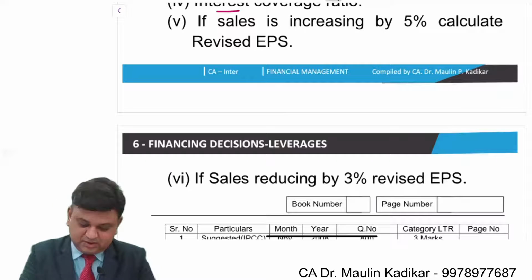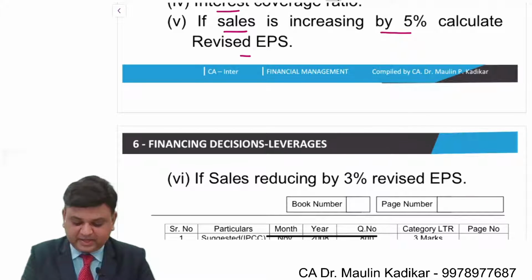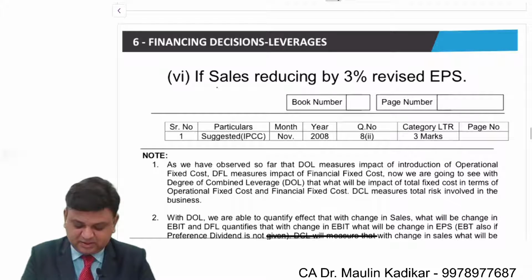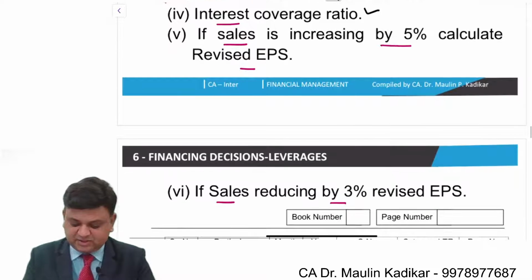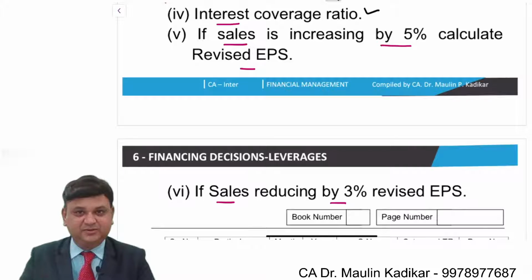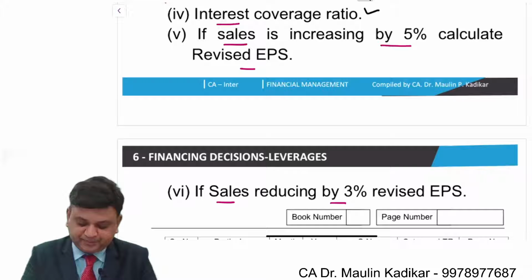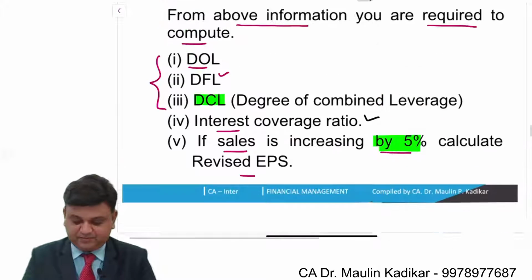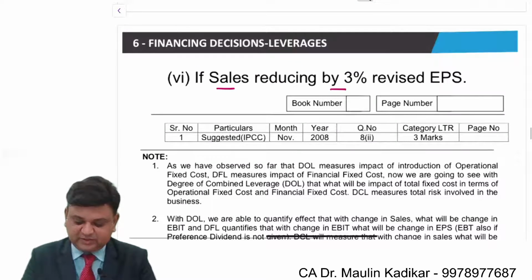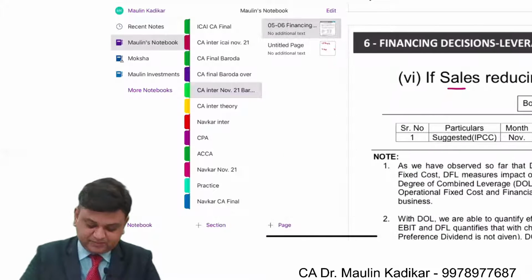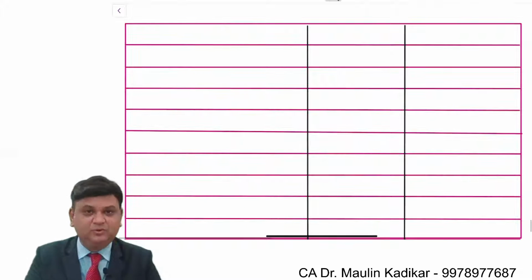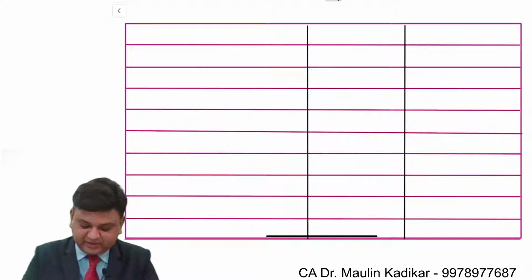Next, the question says that if sales is increasing by 5%, calculate the revised EPS. Sales reducing by 3%, calculate the revised EPS. That is the question. Try to do the answer on your own. Over here, information is provided that sales increases by 5% and sales reduces by 3%. So I am doing it together, answers of question number 5 and question number 6.